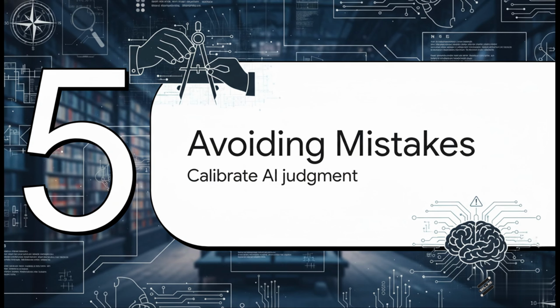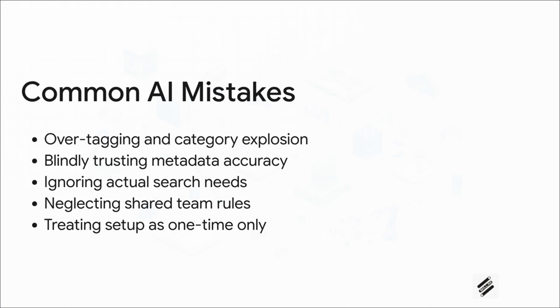All right, Section 5, Avoiding Common AI Mistakes. This is where we calibrate your AI judgment skills. Because as powerful as these tools are, you still have to be the senior architect here and avoid some pretty major traps. Here is a quick checklist of the 5 mistakes you absolutely need to avoid. And I really want to focus on bullet number 2, blindly assuming AI metadata extraction is 100% accurate.